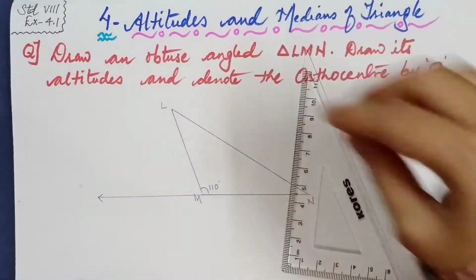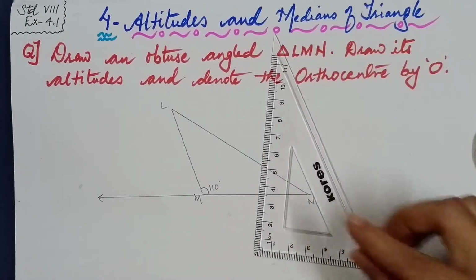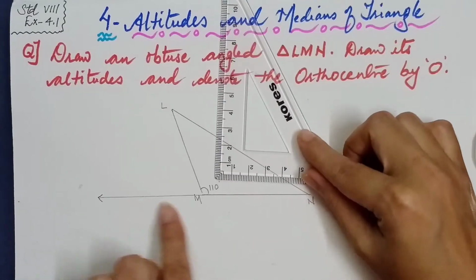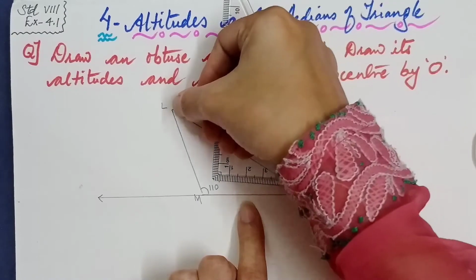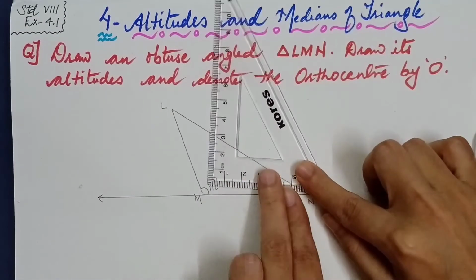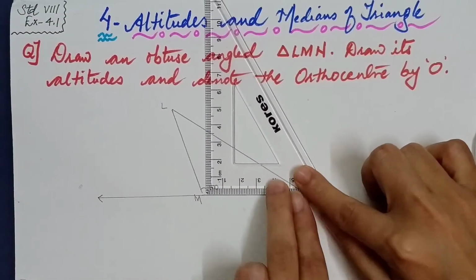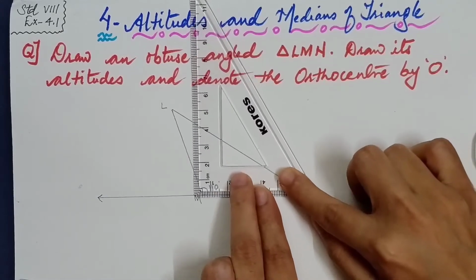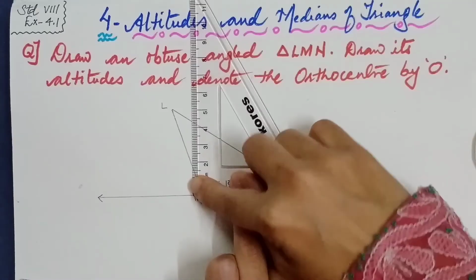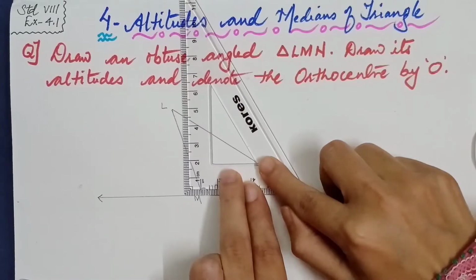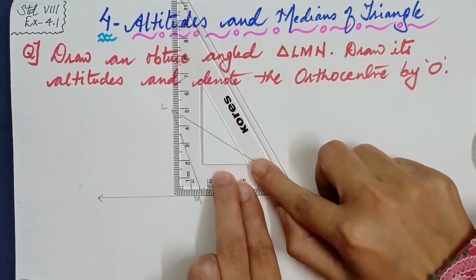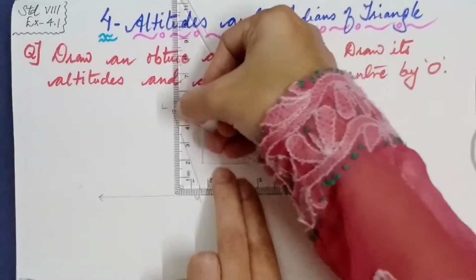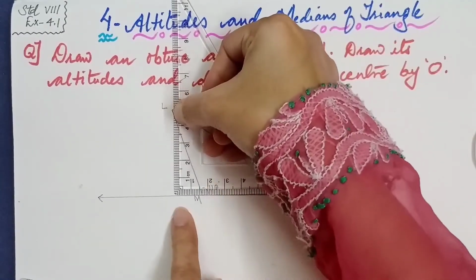Now we will start keeping the set square in such a way so that I should get 90 degrees. Now we'll take MN as the base and we'll start drawing the altitude from the point L. So we'll keep it on MN and we'll slide it in such a way that this particular side should coincide with the point L. Yes, now it is exactly forming a right angle from the point L to the base MN.